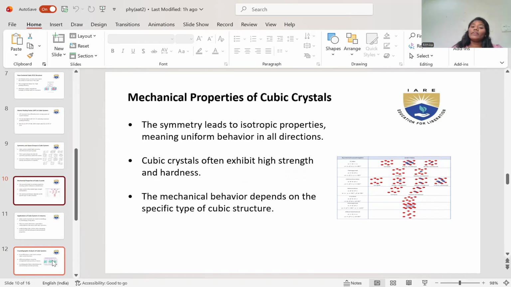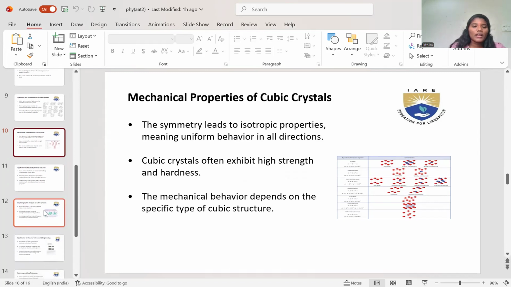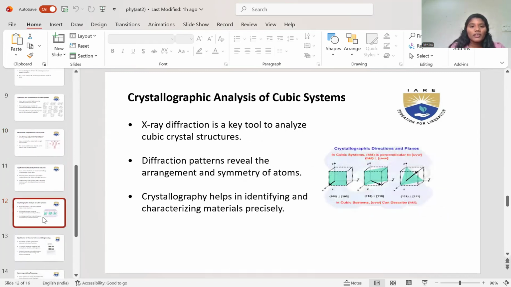Cubic crystals often exhibit high strength. The material behavior depends on the specific type of cubic system. Crystallographic analysis of cubic systems: X-ray diffraction is the key tool to analyze cubic crystal structures.